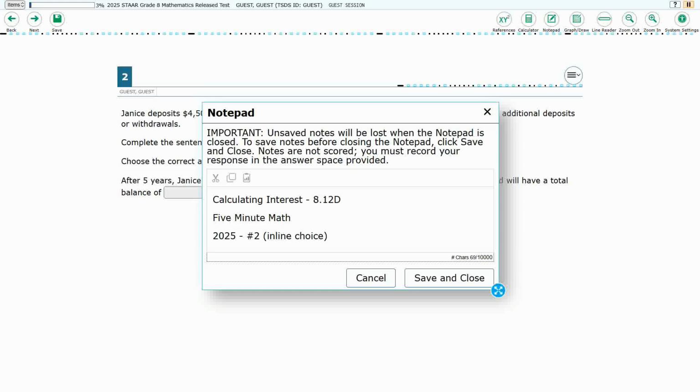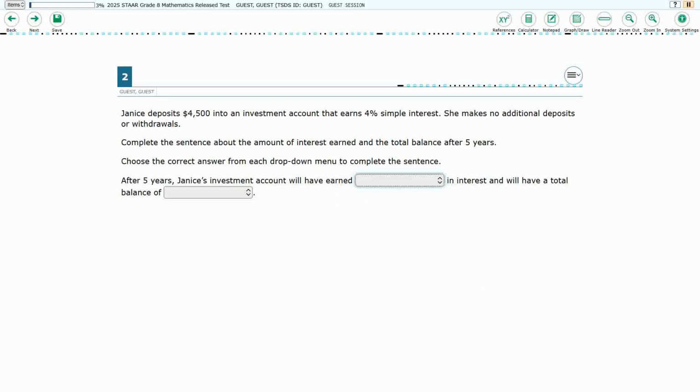Today we are looking at the eighth grade concept of calculating interest. This is standard 8.12b in the great state of Texas, and we are using item number 2 of the 2025 released STAAR test. This is a new item type called inline choice. If you haven't done so already, please go ahead and take a moment to pause the video, work this problem out on your own, unpause it, and we will look at our answers together.